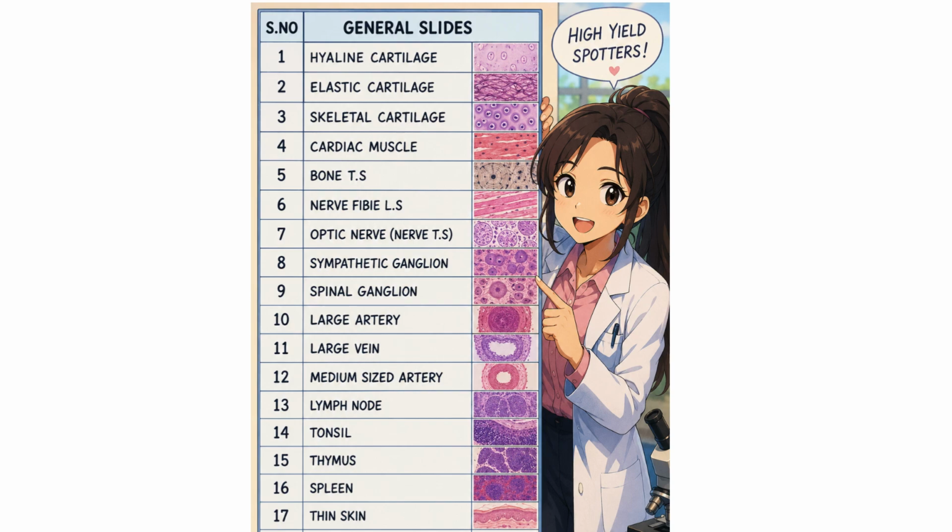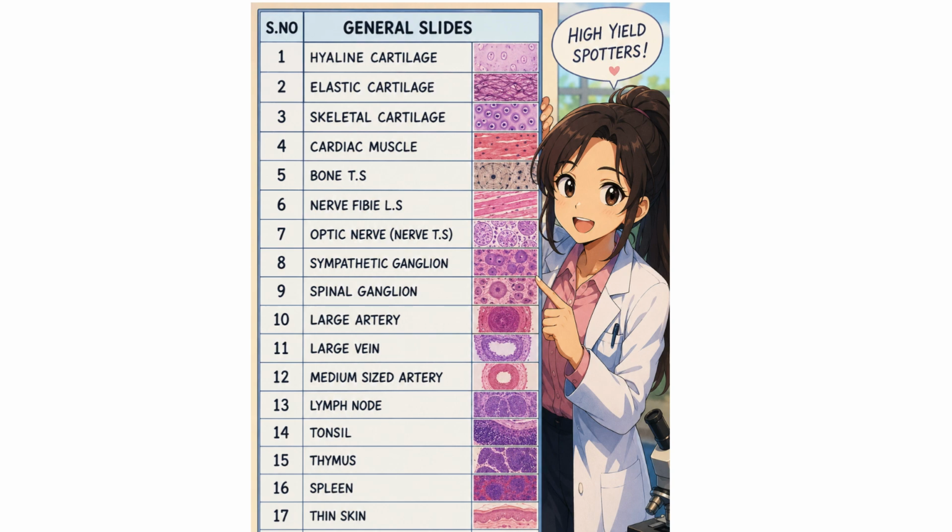Then elastic cartilage, the matrix packed with branching elastic fibers. Then chondrocytes are larger, more numerous than hyaline. Perichondrium is present and it is found in pinna and epiglottis.